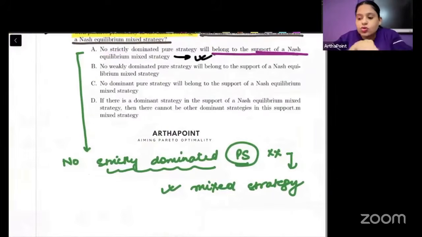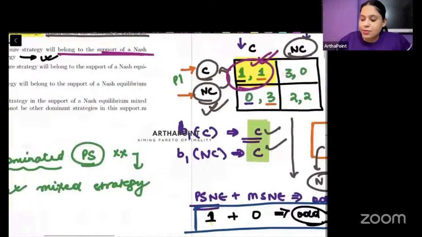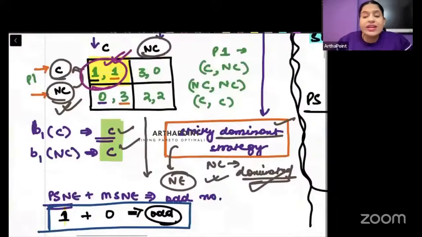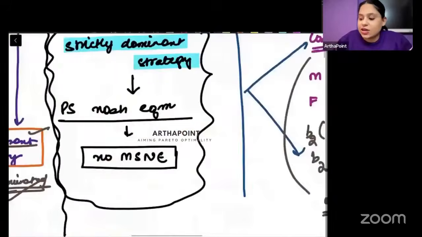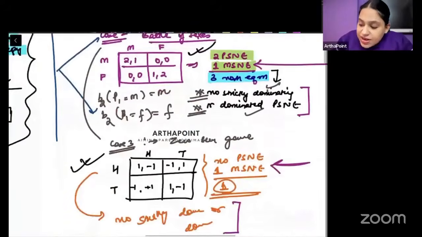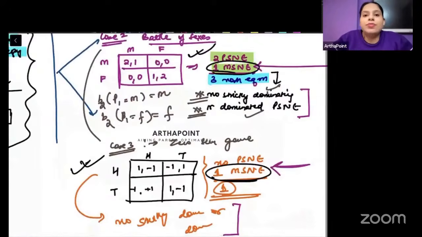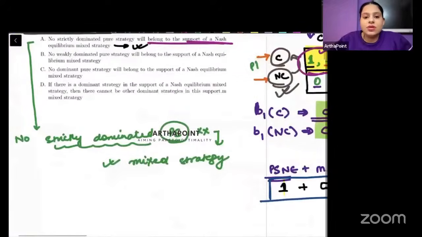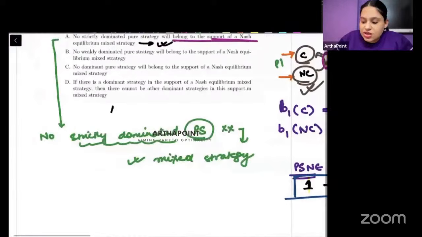There is no strictly dominated pure strategy like in the other 2 examples. No strategy is getting dominated and there is presence of a mixed strategy Nash equilibrium. So A is correct. Right? So the answer to this question is A.